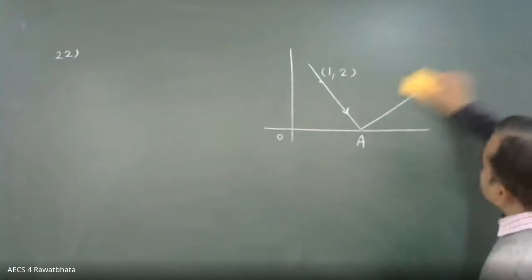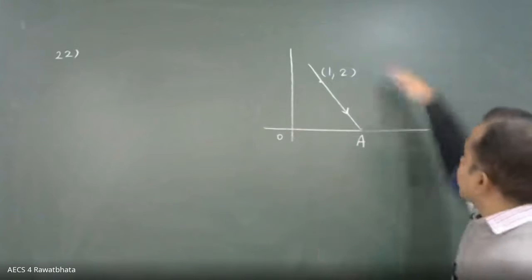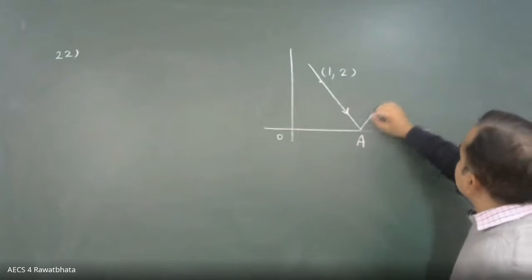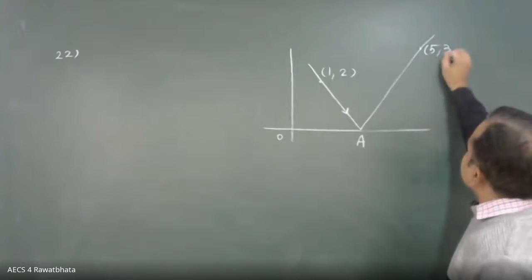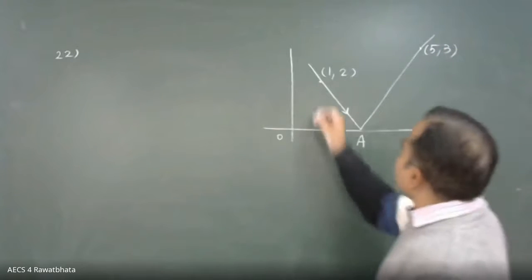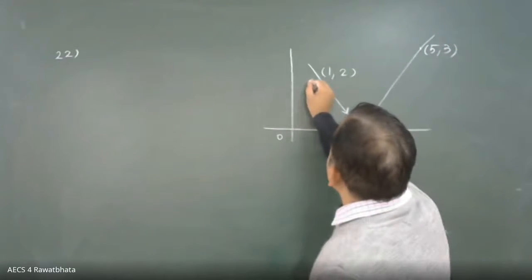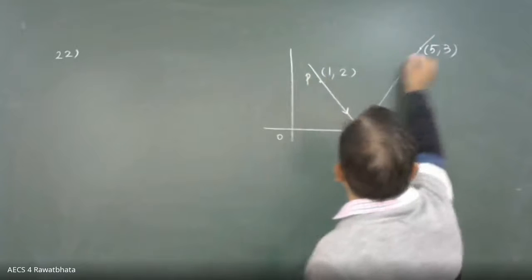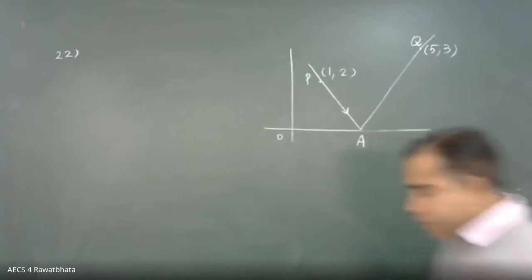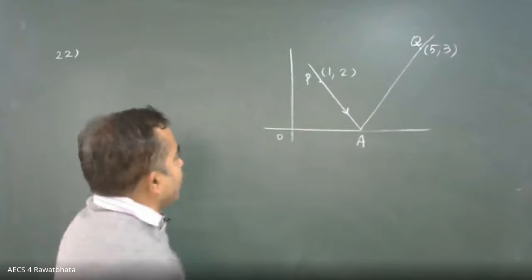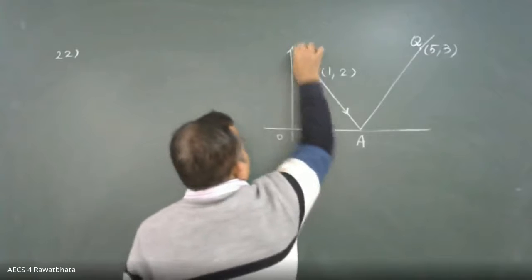In the figure, (5, 3) will be somewhat above this. Okay, this is (5, 3). Names were not given for these points, so I'm giving the names. Let it be P, let it be Q. This point is A. And Jyoti, what is the question actually? To find the coordinates of A. This is the question.